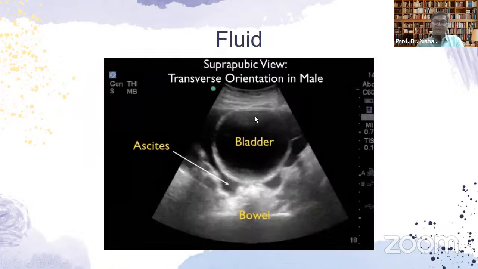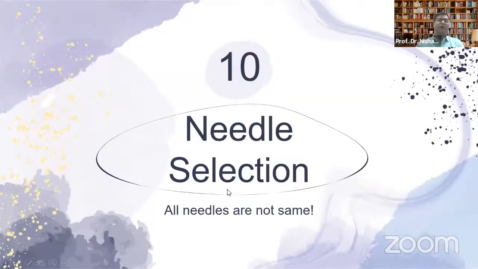Fluid, as I said, is anechoic and black. So this is the bladder, and you see the fluid here. Now, this can be confused with acoustic edge shadowing also. But if you see here, this is the bladder. Usually this is the edge shadowing, and this is the ascitic fluid. So, suprapubic view of the bladder.